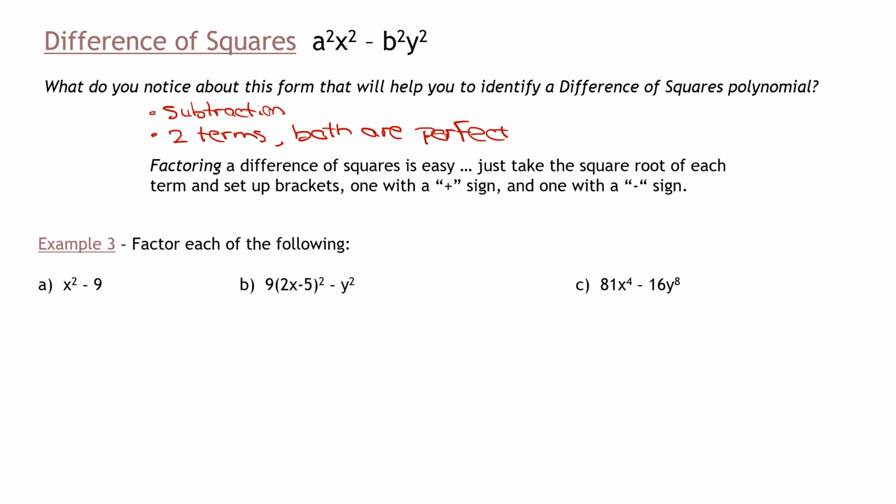Just like when we did the trinomial, we had to identify it first. So we need to identify a difference of squares. Factoring a difference of squares is easy. You just take the square root of each term, set up brackets, one with a plus sign, one with a minus sign. So let me start with the easiest type you can get, part A.